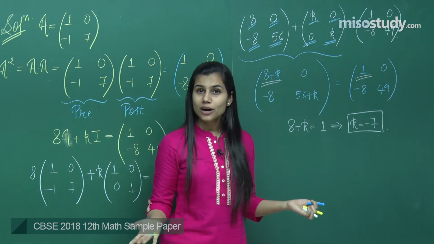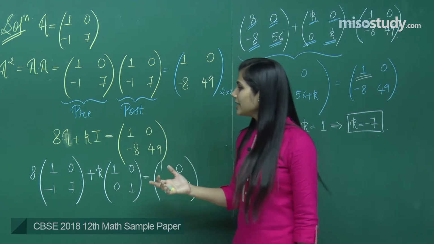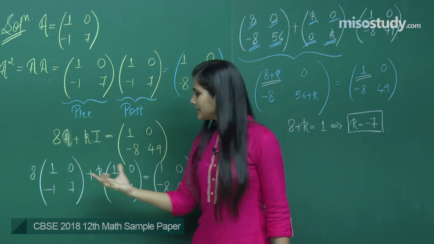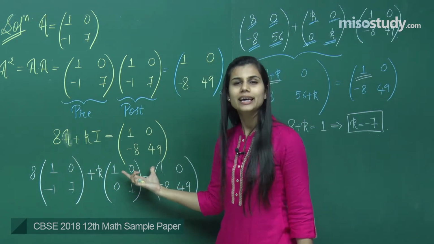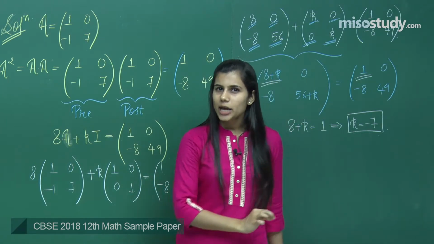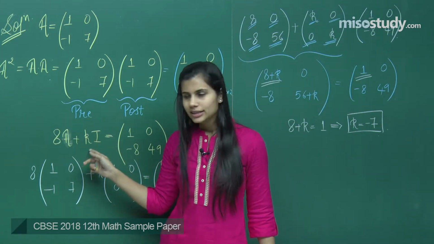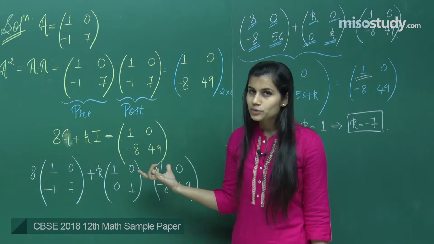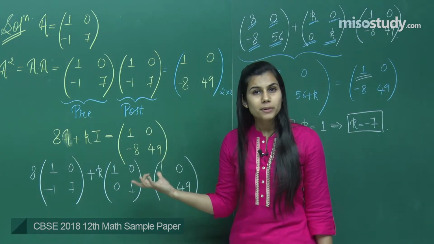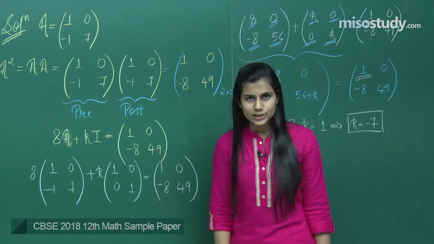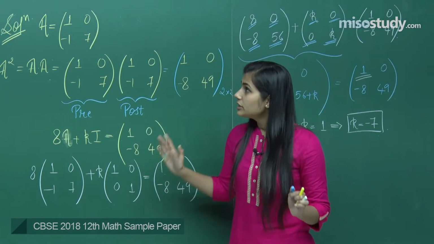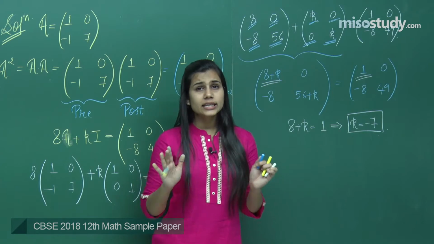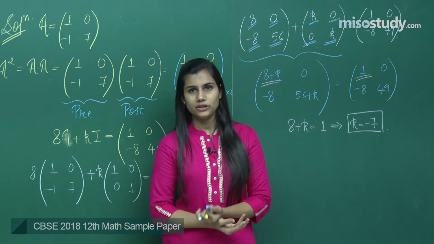And we have found out K, and this K is such that 8A plus K I is equal to this matrix which is A square. So this K, when it is plugged in over here, this expression gives you a matrix which is equal to the matrix which is the resultant of multiplying A with itself, which is A square. That is how this question actually uses each and every operation between matrices.